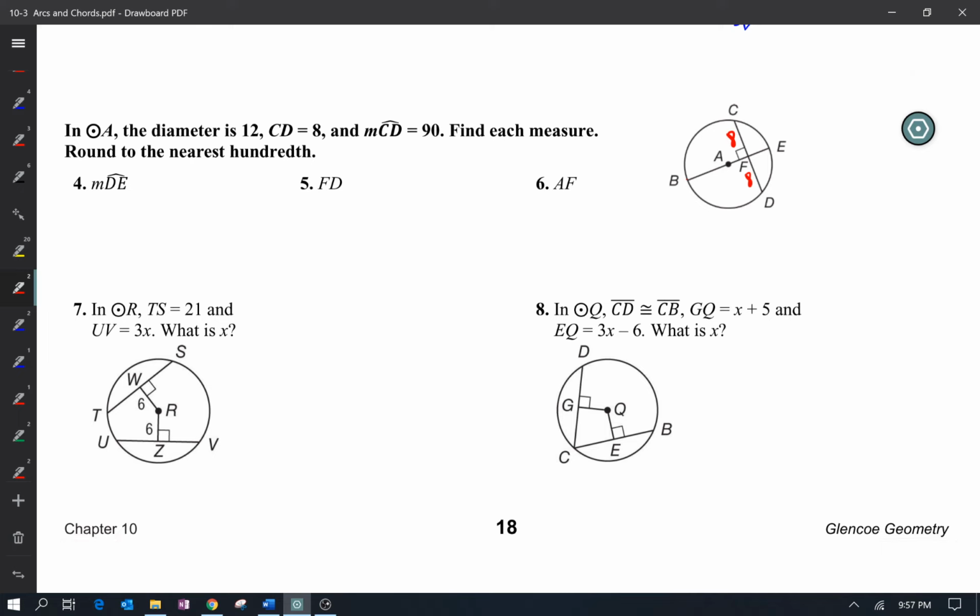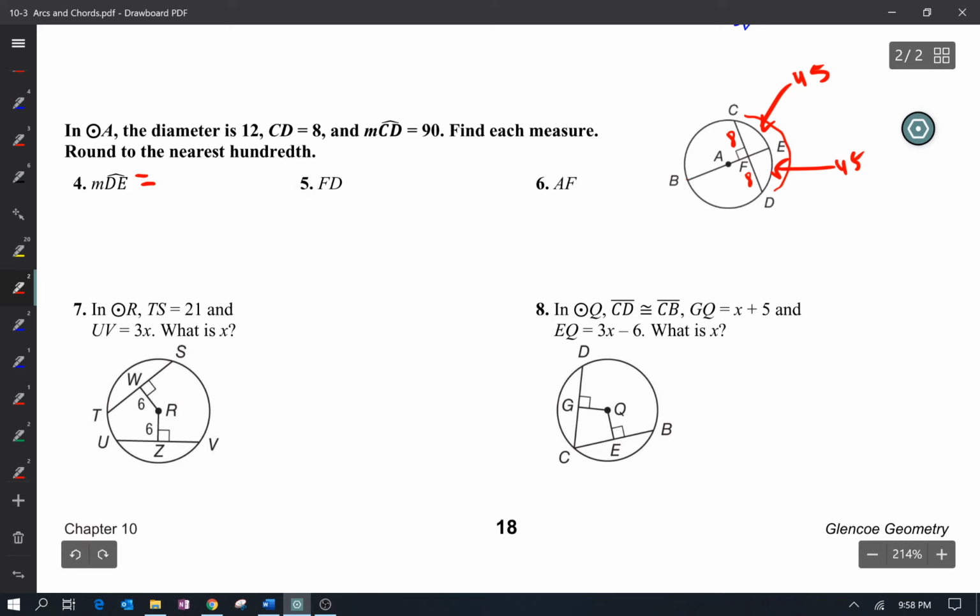What else do I know? I know that CD is 90. I know that this is 90. So I also know that this is 45. And I also know this is 45, because don't forget, it bisects the chord and it also bisects the arc. All right, so let's see if we can figure out some of these now.